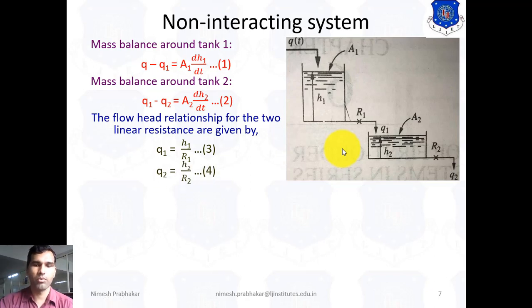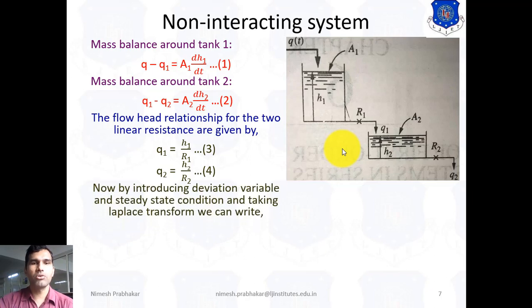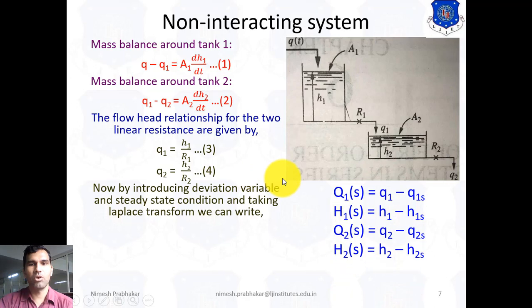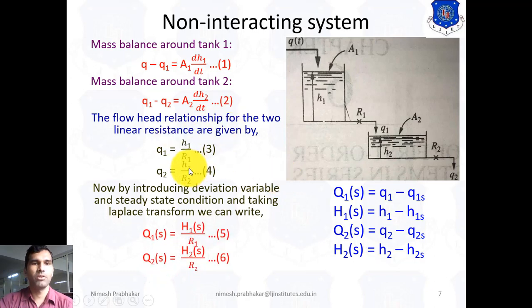Now by introducing deviation variables and steady state conditions and taking the Laplace transform of these equations, we can write Q1(s) is equal to H1(s) by R1 and Q2(s) is equal to H2(s) by R2. Here first we define the steady state condition, then we define the deviation variables, and after that we take the Laplace transform. So we know the procedure for the steady state value.